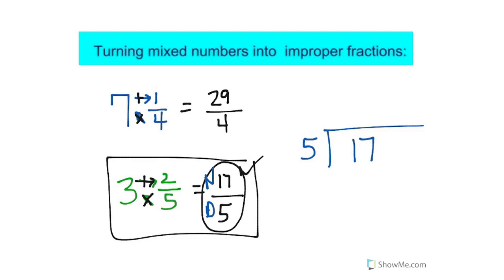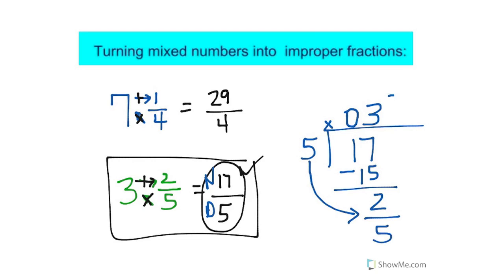5 can go into 17 3 times. And 5 times 3 is 15. I have a remainder of 2. Bring down your denominator. So my answer is 3 2/5. Look over here. Isn't that what I said from the very beginning? 3 2/5 is equal to 17/5. So all we did was change the way it looked, but the value stays the same.